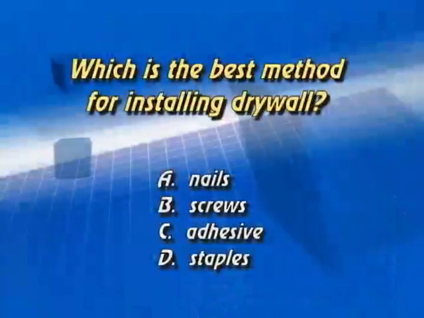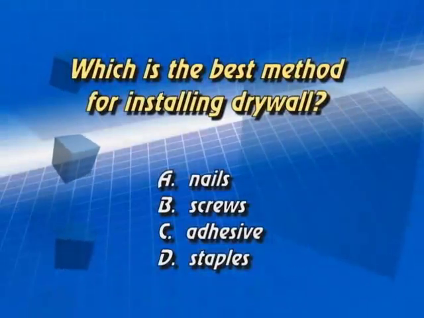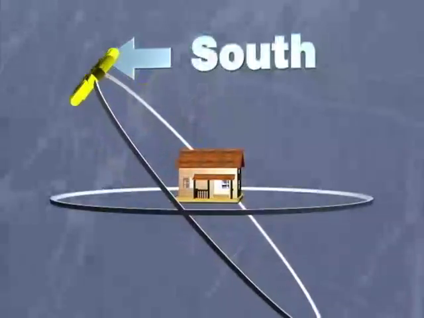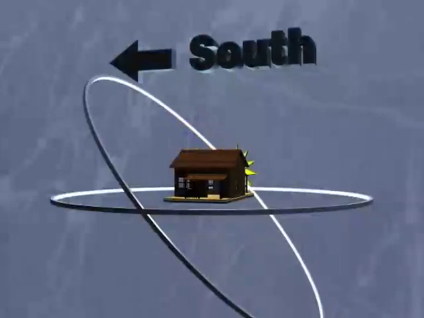Number 61. What is the best method for installing drywall? Pretty much what you see almost exclusively today, and that is screws. Letter B. Number 62. In houses designed for passive solar heating, the walls with large windows should face south. Okay, that's pretty straightforward. That's the direction in which you're going to get your most gain from sun.